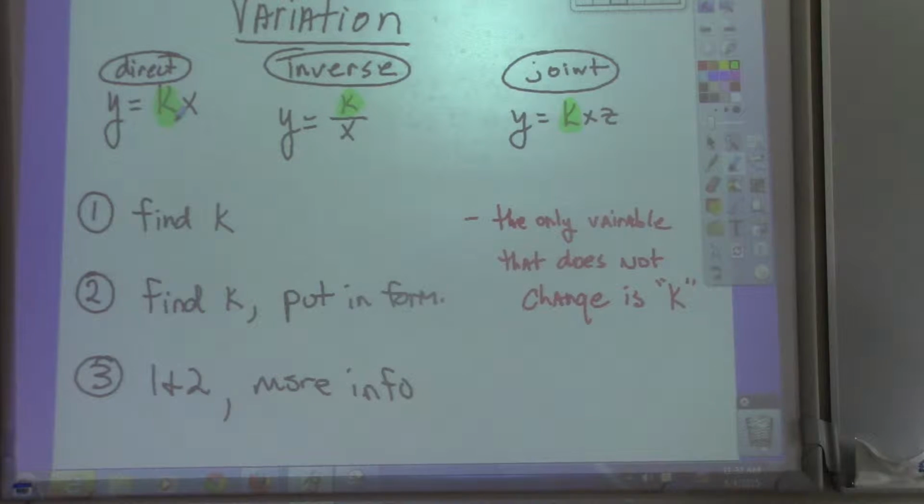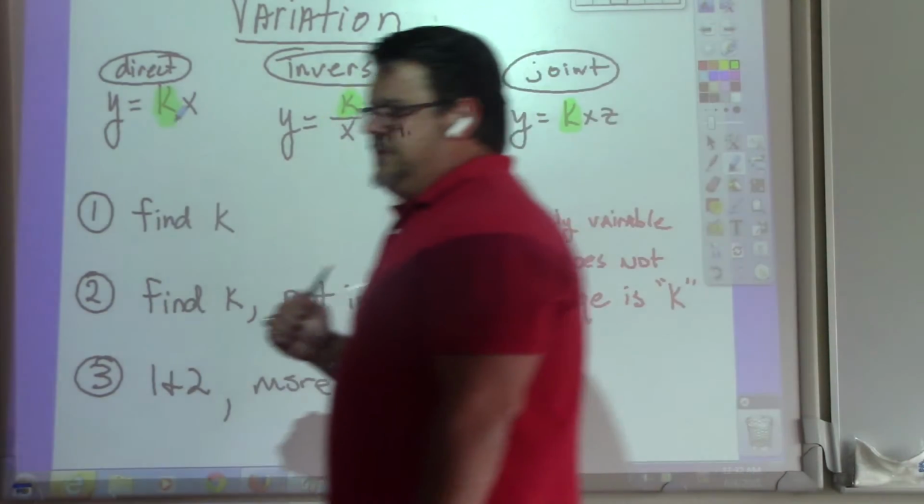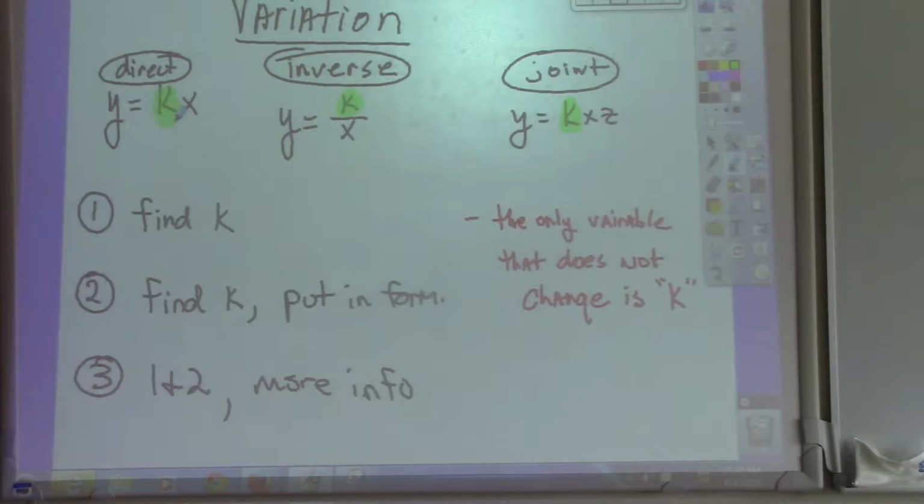4.5. So I'm finding, with my ingredients, I'm finding K each time. See what I'm doing? Finding a constant to multiply by. And that's what the K is. So K never changes. Now, the number will change, but the variable will not change.